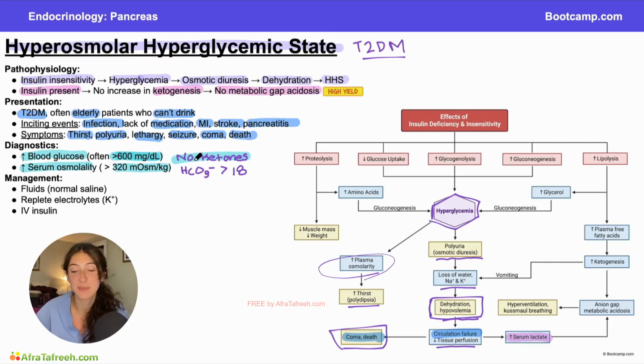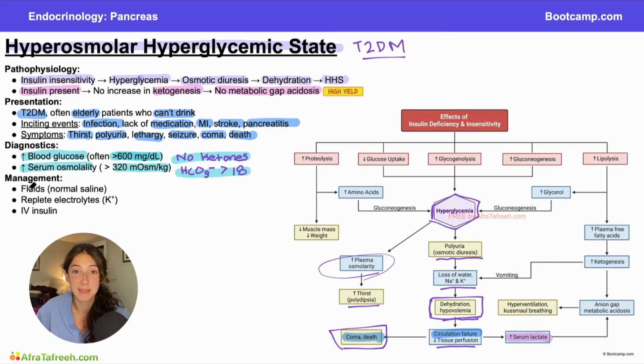And then additionally, it's important to remember that you will not have an anion gap metabolic acidosis in HHS. So your bicarb should be at least either in the normal range or at the very least above 18. And if you calculated this out with your anion gap equation, sodium minus bicarb minus the chloride, that number should be less than 12 because you will not see an anion gap in HHS, and that is probably one of the biggest distinguishing factors between HHS and DKA.